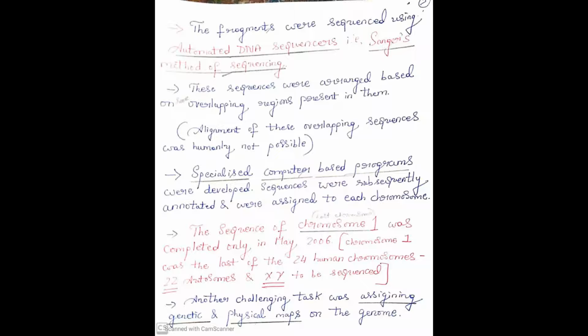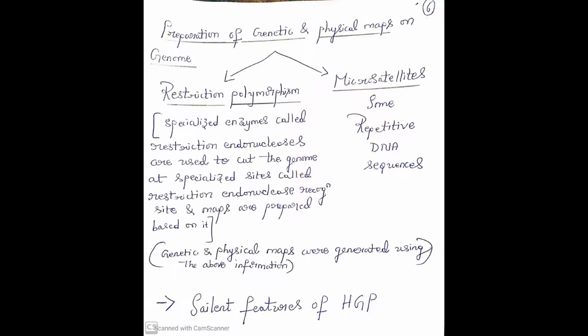Once sequencing, annotation, everything is done, the major challenging task was assigning genetic and physical maps on the genome. The preparation of both genetic and physical maps includes restriction polymorphism, that is, we already know molecular scissors, and one more, microsatellites. So, genetic and physical maps were generated using restriction polymorphism and microsatellites.